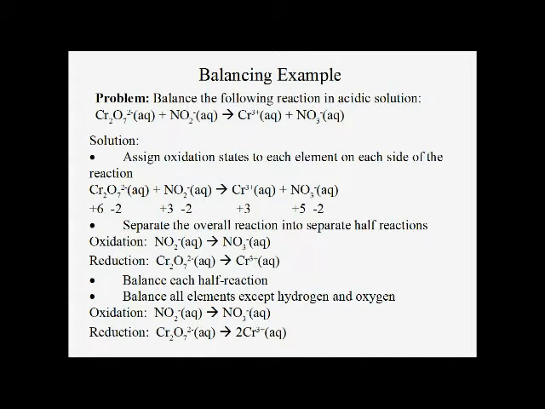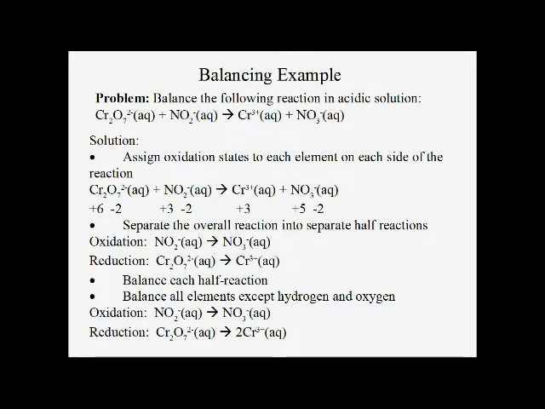So, to go through this now, if we have a reaction, we have dichromate ion reacting with nitrite to give us chromium 3 ion and nitrate. Our first step is to identify the oxidation states, so we can identify what's being oxidized and reduced. So we identify oxidation states.